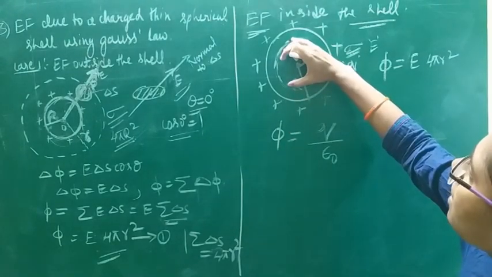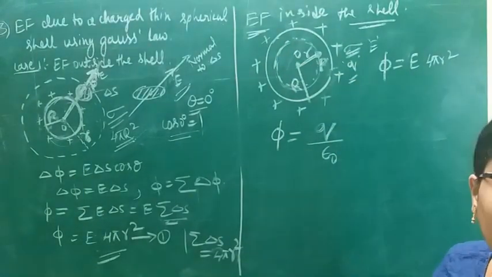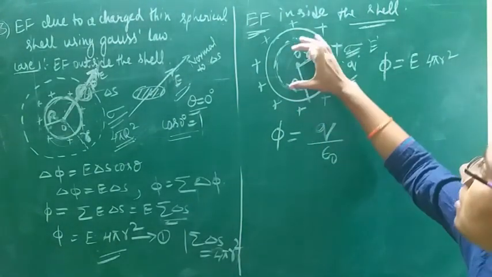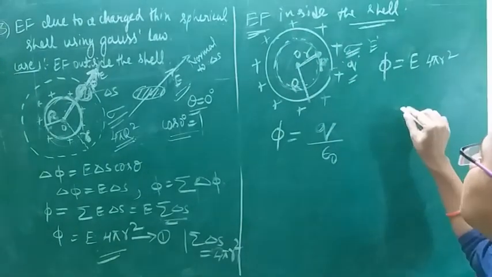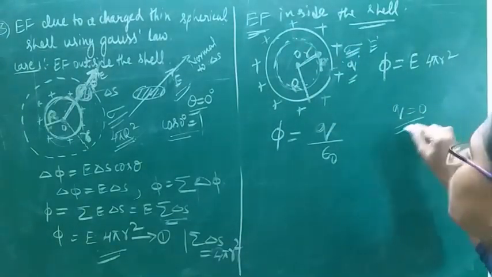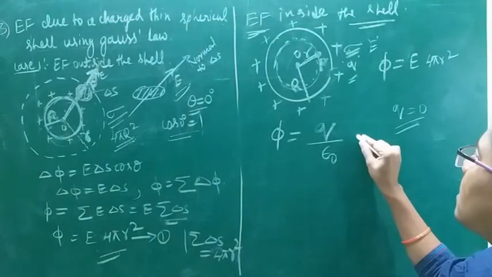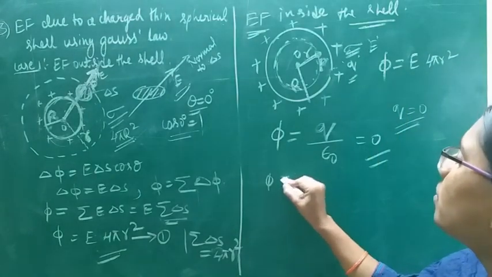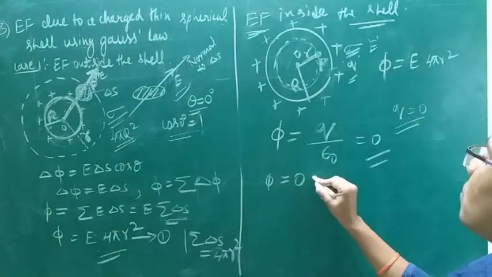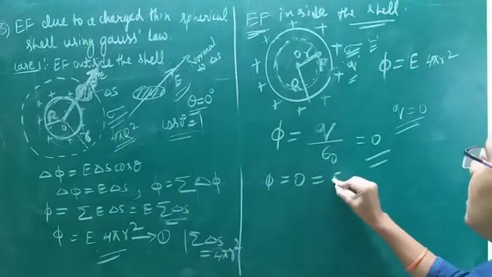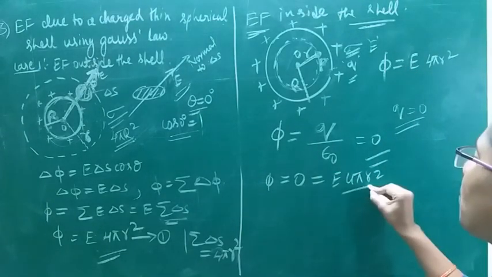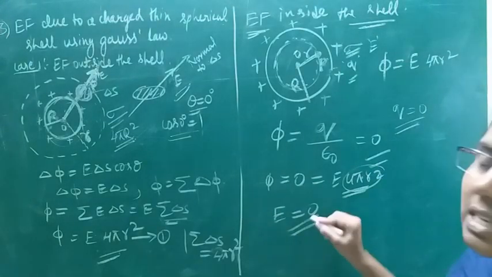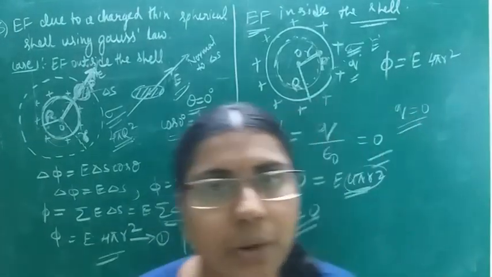See, inside this Gaussian surface there is no charge. In the case of conductors, we know charges always reside on the outer surface. So inside the sphere there is no charge. That means the charge enclosed is 0, Q is 0. 0 by anything is 0, right? So the flux is 0. If flux is 0, we write phi is equal to 0. That is, phi value E into 4 pi r square is equal to 0. Now take this 4 pi r square also to this side. So 0 by anything is 0. Therefore, the electric field inside the spherical shell is 0. Okay.